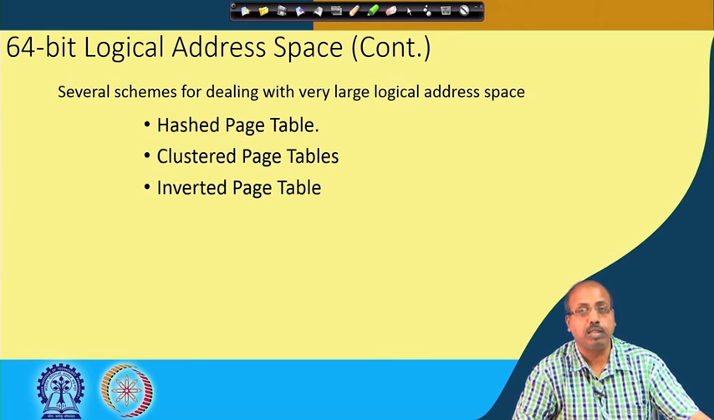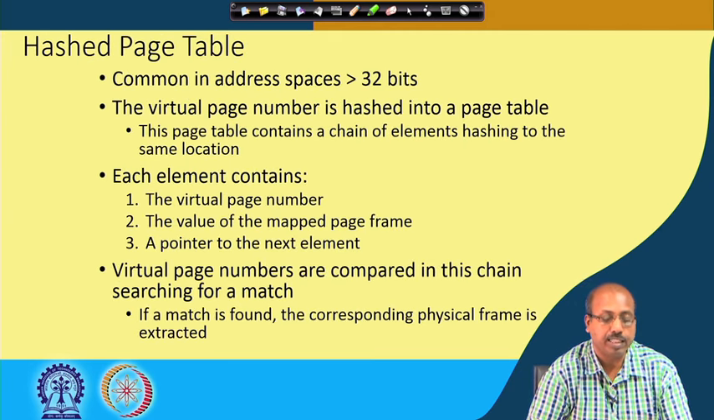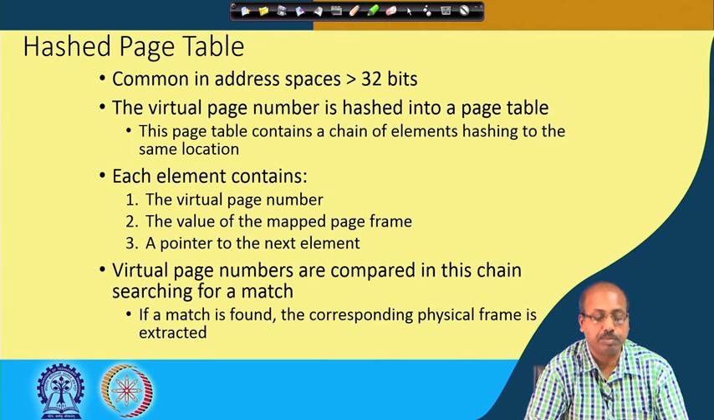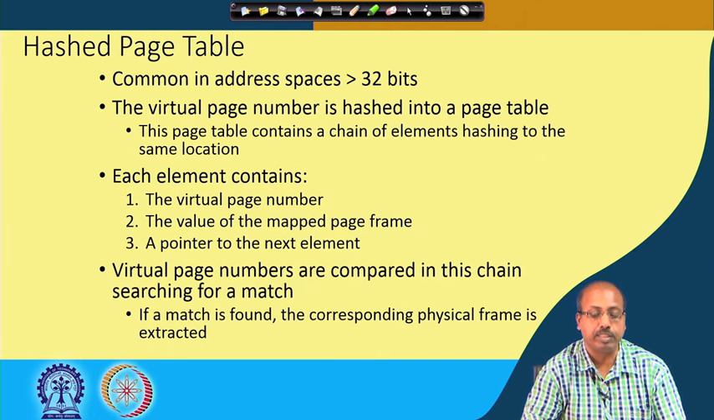So, we will look into them one by one. For a 64-bit logical address space, we have to follow these schemes. One is the hashed page table. It is common in address spaces greater than 32 bits, because then we have a large number of pages, and the virtual page number is hashed into a page table.